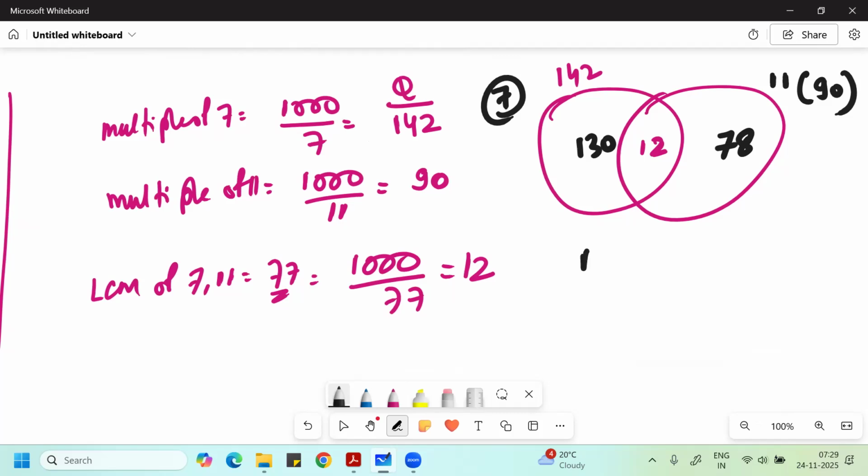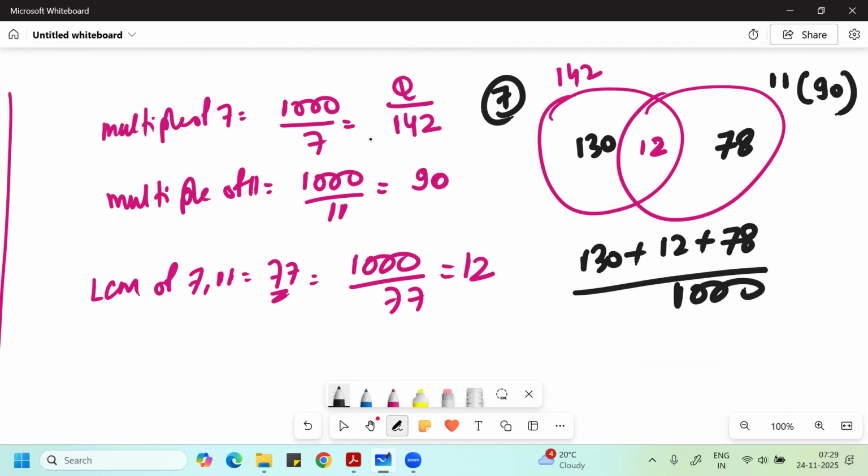It would be 130 plus 12 plus 78 divided by 1000. So this is the probability. 130 plus 12 is 142, plus 78, you'll get 220 by 1000. So the probability is 0.22.